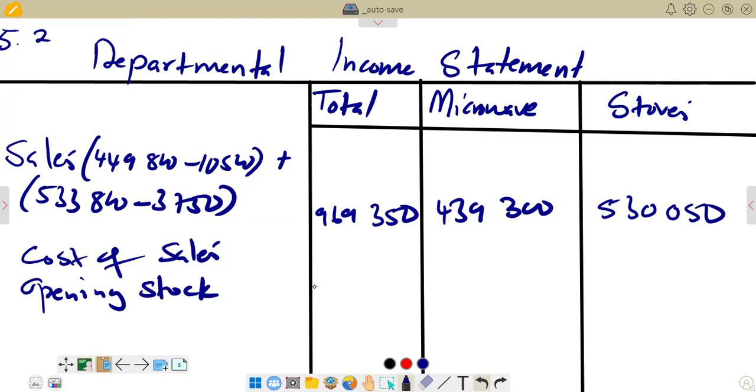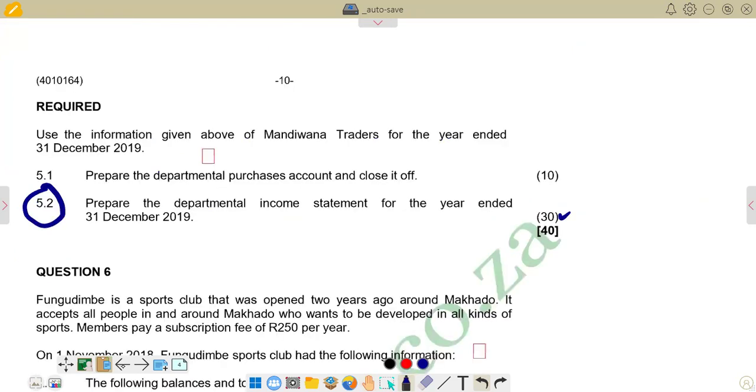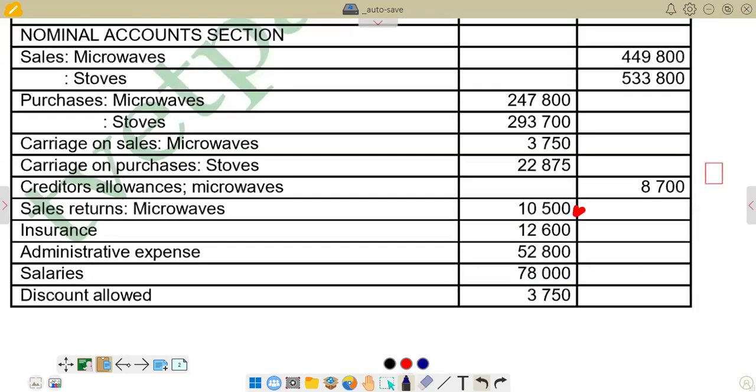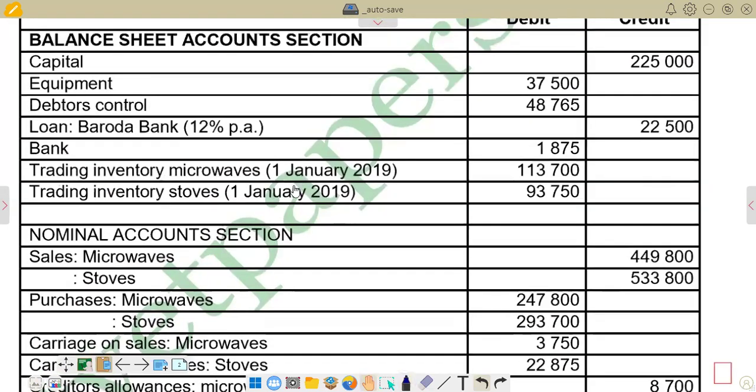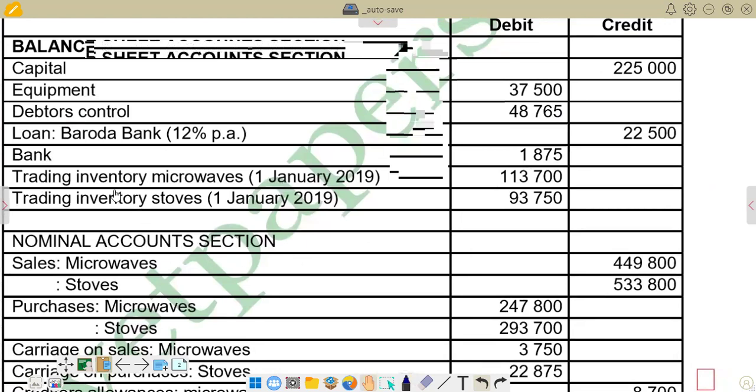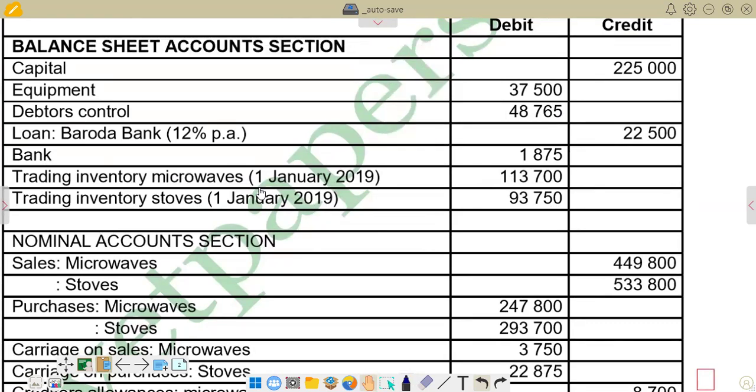So on opening stock, we are also going to our trial balance and see what figures we have in terms of our opening stock. Obviously, we get the information in the beginning of this trial balance. And for opening stock, we are coming here. Trading inventory for microwaves on 1 January 2019, which is the beginning of the year. So 113,700 is going to apply for microwaves. Then we've got 93,750 applied for trading inventory, which is the inventory that we have for 1 January 2019, which is our opening date.